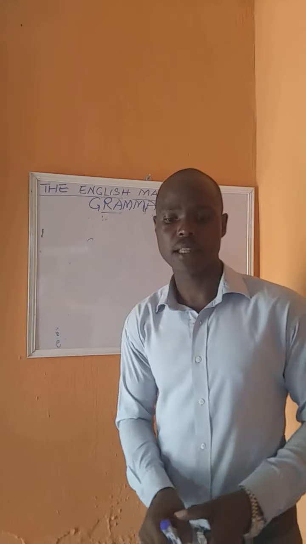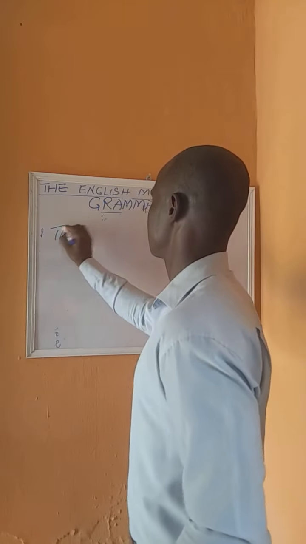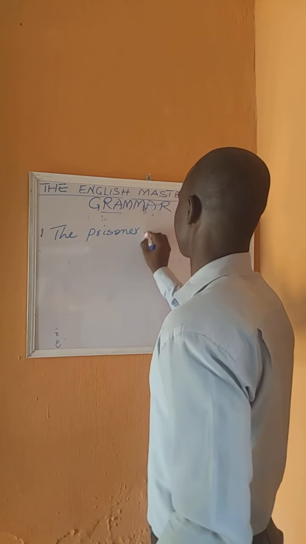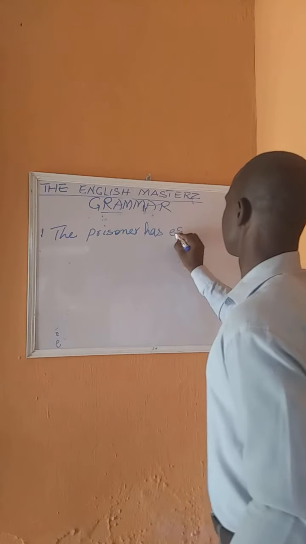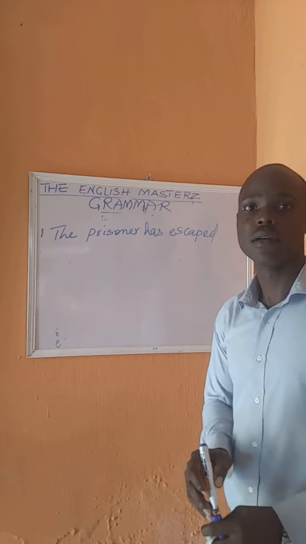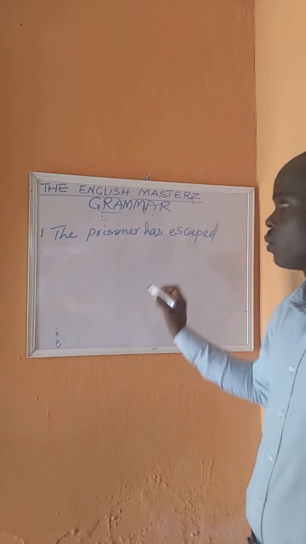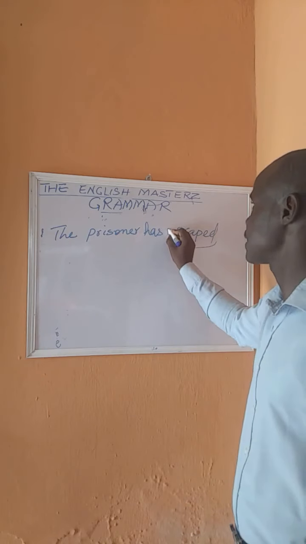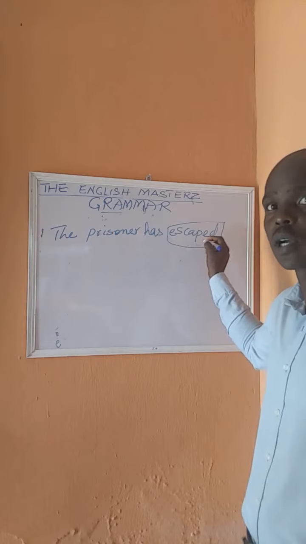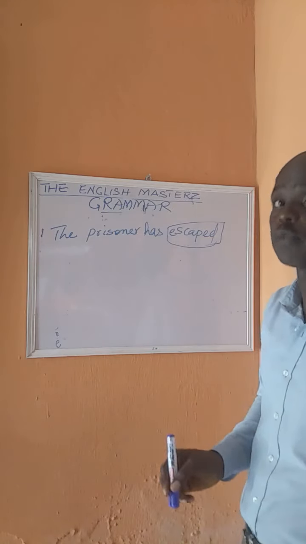Okay, we said the prisoner has escaped. The prisoner has escaped. Okay, good. Now here, timekeeping function. How did we know? Because the verb that appears after has is in its past participle form. Remember we said some verbs appear in ed form to show their past and past participle form.